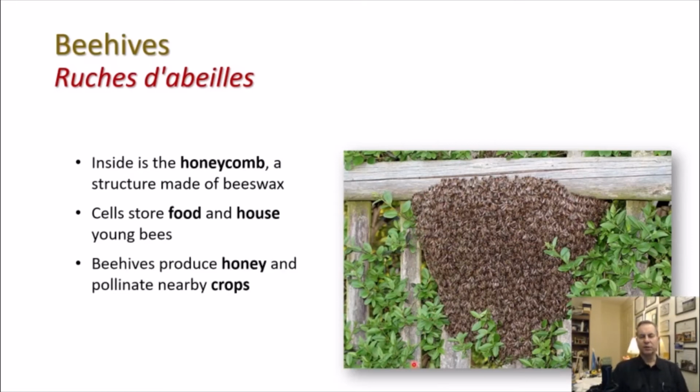And then, of course, as we all know, bees produce honey, and as they go about making honey, they also pollinate nearby crops, which is a very, very important life cycle for not only the bees but also humans that have to grow maybe sunflowers or other plants that require bees to pollinate, because the bees are just doing their job.